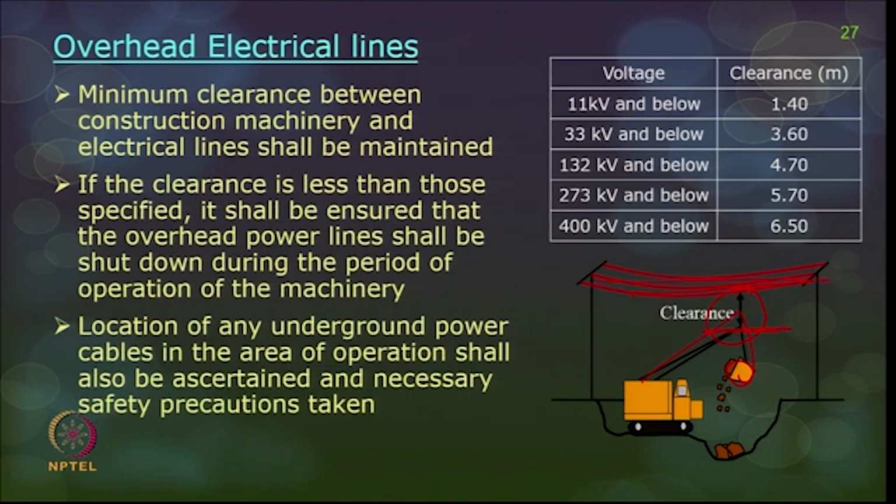As per the IS code, the guidelines are: for 11 kilowatts and below, 1.4 meters; 33 kilowatts and below, 3.6 meters; 132 kilowatts and below, 4.7 meters; 273 kilowatts and below, 5.7 meters; 400 kilowatts and less, 6.5 meters clearance is supposed to be maintained. If you do not have adequate clearance and it is less than specified, it should be ensured the power on the lines is shut off or de-energized, and only then should you operate the machinery.